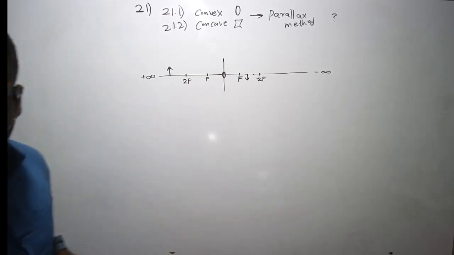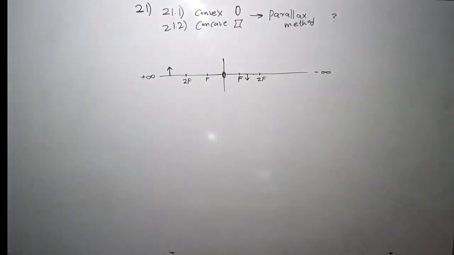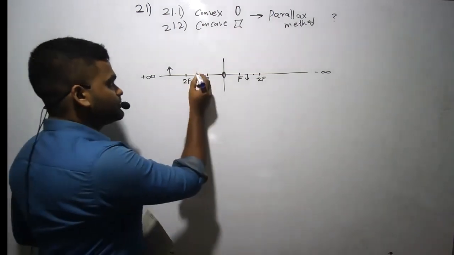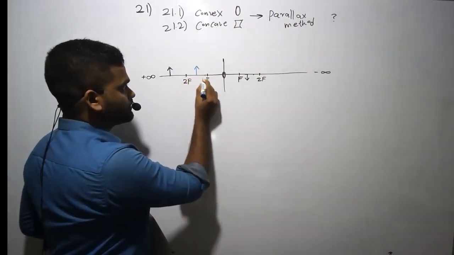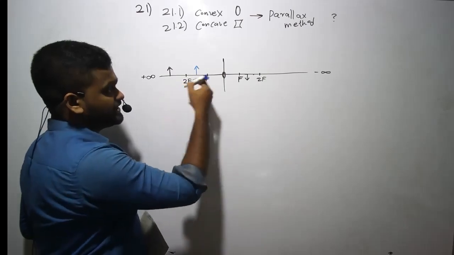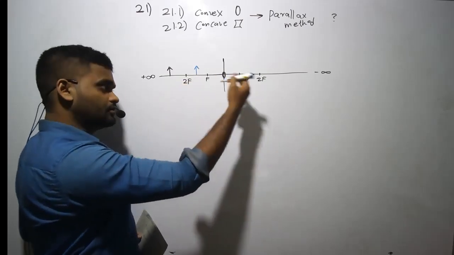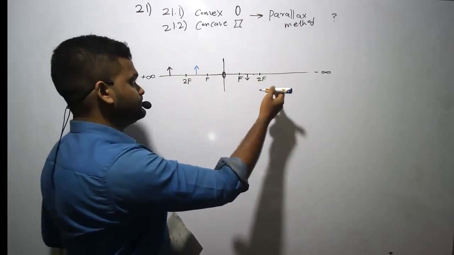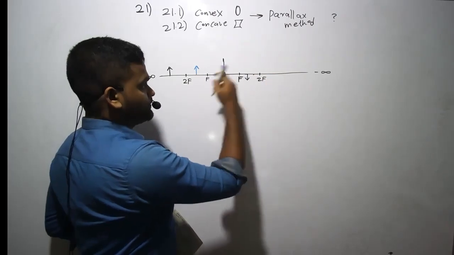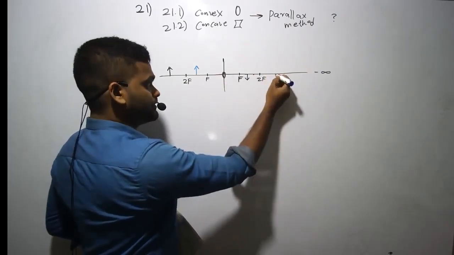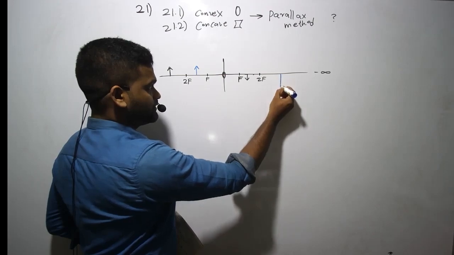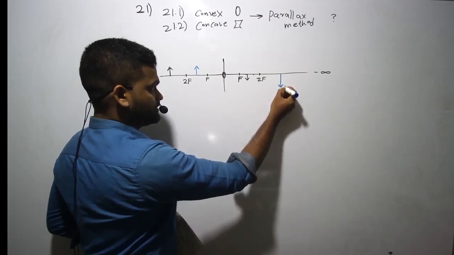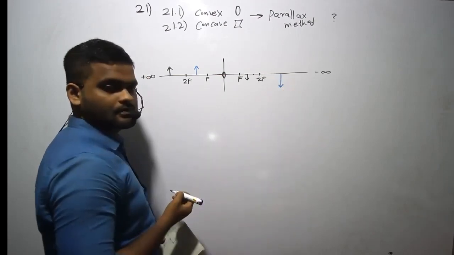Then let's say you place the object between F and 2F. Then the image of that is also inverted, and it is formed beyond 2F. And it is a larger image, like this. Okay.